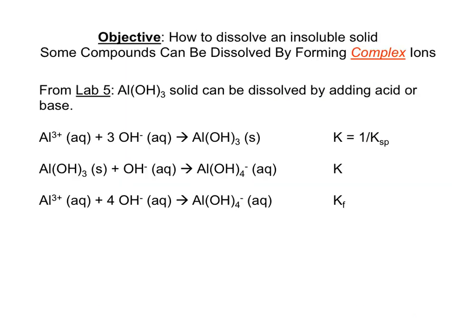When aluminum ions and hydroxide ions are present in water, aluminum hydroxide forms. Aluminum hydroxide is an insoluble hydroxide, so it can be dissolved by adding acid. Another way to dissolve aluminum hydroxide is by adding a base. That'll form the soluble complex ion. The third reaction shows the formation of the aluminum hydroxide complex ion. We can look up the equilibrium constant for compounds that form complex ions. Note, each of these reactions has a large equilibrium constant.